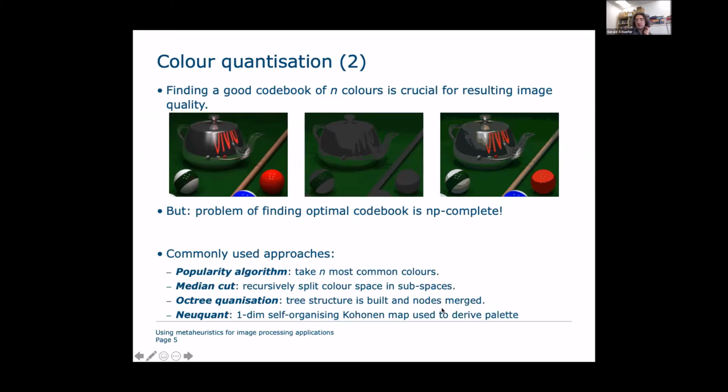And then there are other techniques that look at how the colors are distributed in the color space, and split the color space into two parts, and then again and again and again. That's where median cut quantization comes in. That's also similar to octree quantization, where the colors are modeled in an octree structure. And then just another one on the list here is NeuQuant. Here a self-organizing map, a Kohonen map, which is a type of neural network, is used to derive the palette.